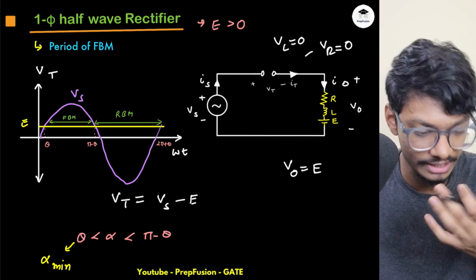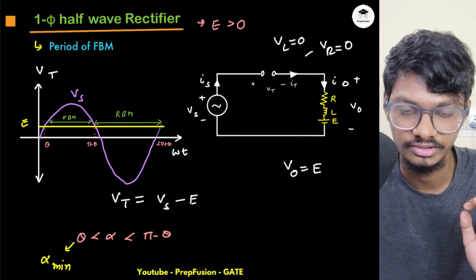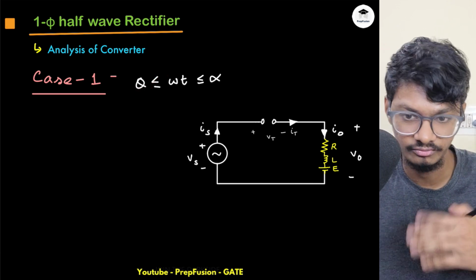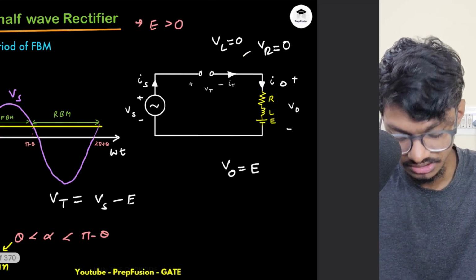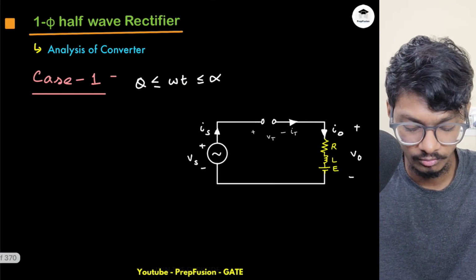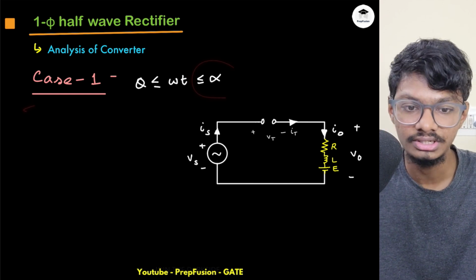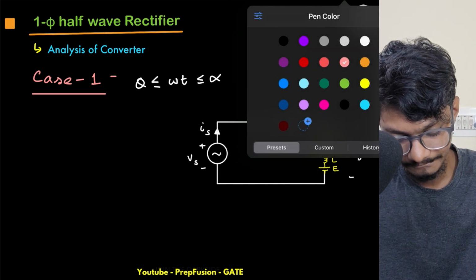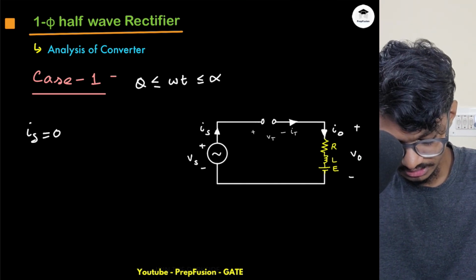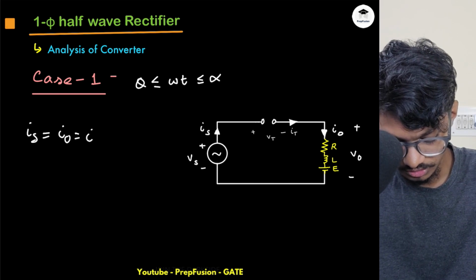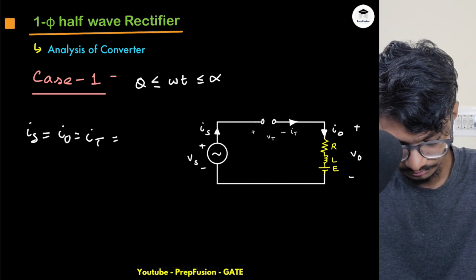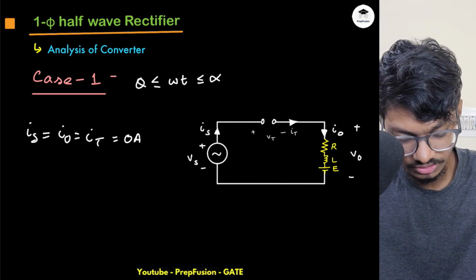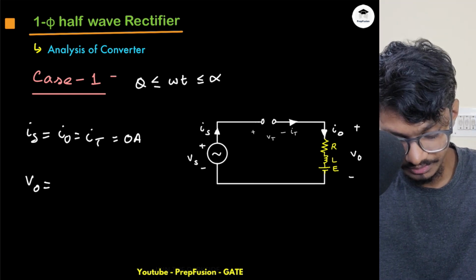So what will happen? Just the cases will change now, except that everything will remain the same. In case one, why I'm starting from theta to alpha, I will explain in just a minute when we finish it. From theta to alpha, my assumption is that it is obviously in the forward blocking mode. I haven't triggered my SCR yet, because at alpha I will trigger. So everything is 0, that means IS equals IO equals IT equals 0 amperes. Hence my VO is simply E.